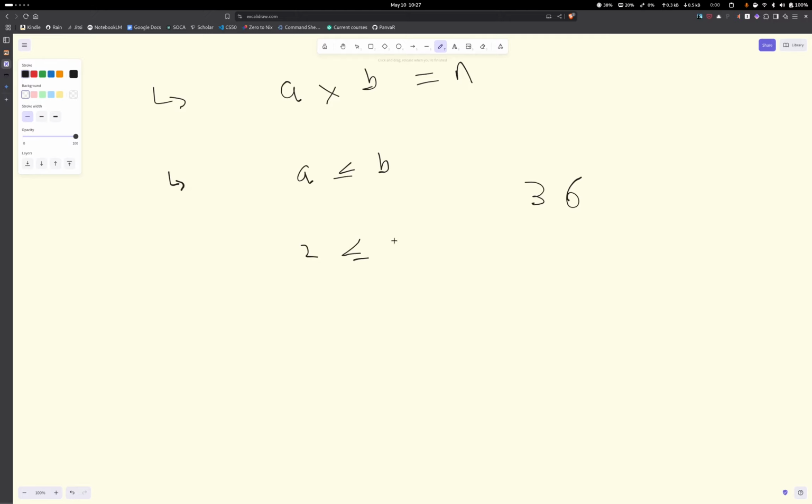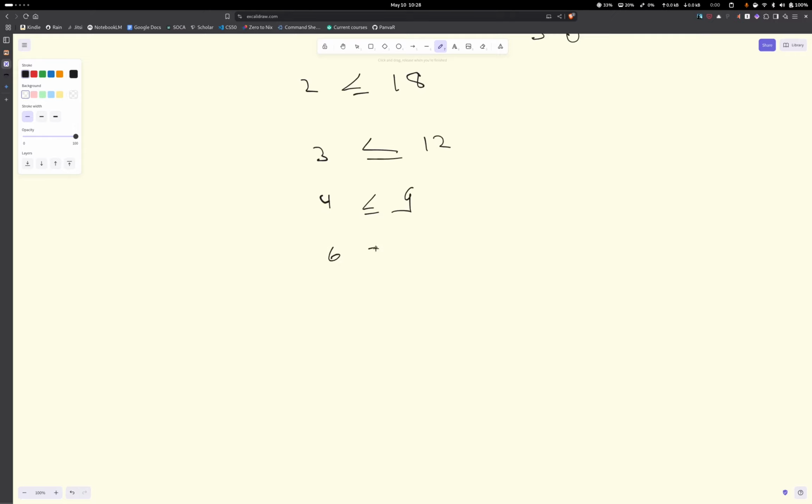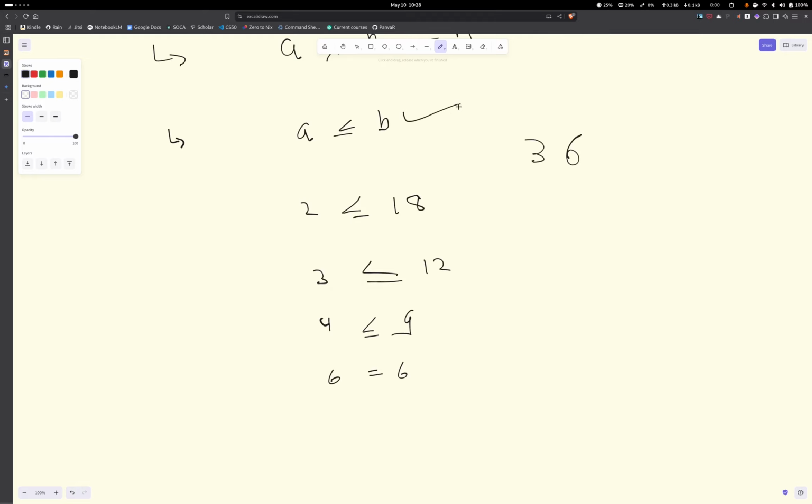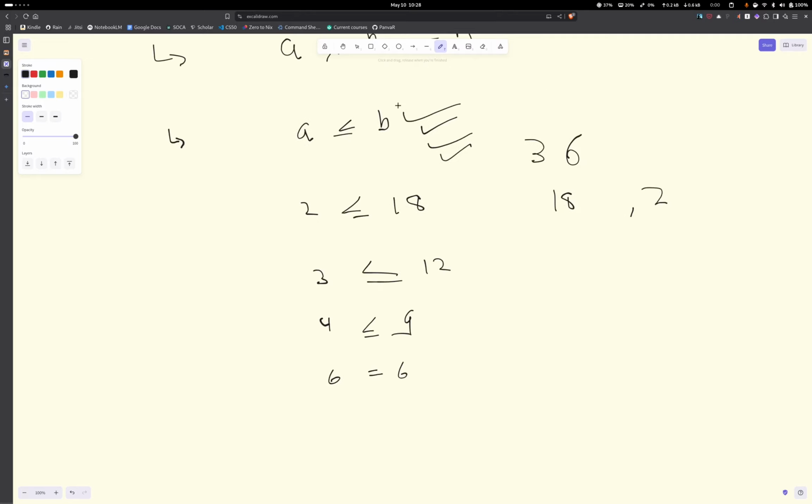2 and 18, 2 is less than 18. Or 3 and 12. Or 4 and 9. Or 6 is equal to 6. In all of these cases, A is less than or equal to B holds. Well, what about 18 and 2? You just swap labels. You'll always put the smaller number here. It's not about the symbols, it's about the relationship between the numbers and the symbols and how you position them.